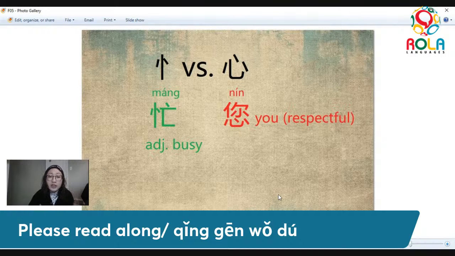So what's the good thing about knowing these two radicals, these two 偏旁 about heart, is that usually when you see either of them, it usually implies this character, this 汉字, has something to do with emotions, with your mind, with your heart. Some might ask, why do we need two? Why can't we just need one?